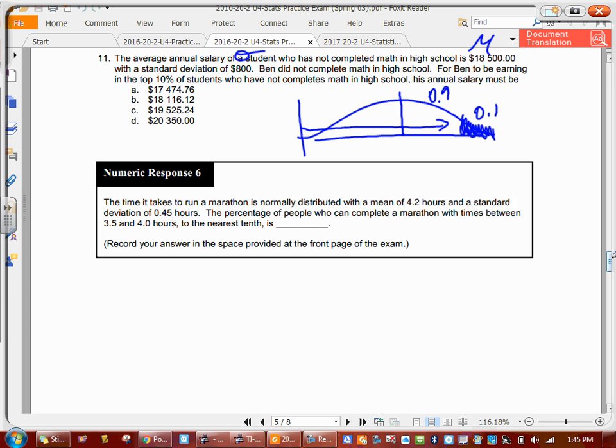So second bar is number 3, inverse norm. Now remember, we start the race at the left, so we have to use the probability from the left to the line, which is 0.9. So 0.9, comma 0, comma 1. And that's going to give us our z-score. So our z-score is how big? 1.28, good. So we know we've got a positive z-score, absolutely, 1.28.